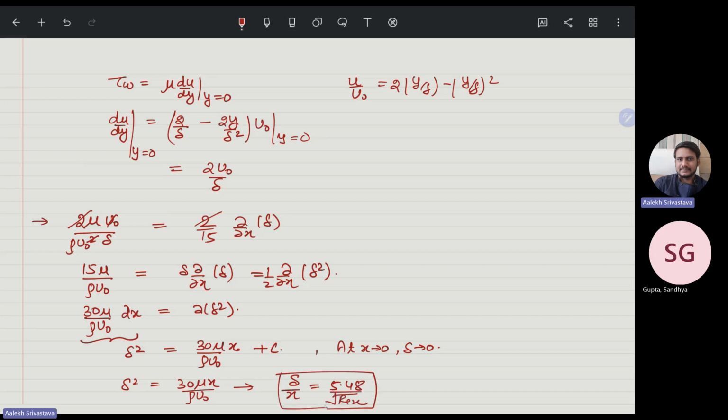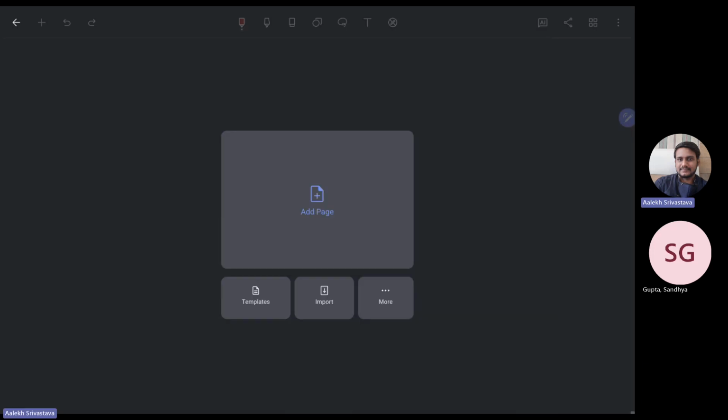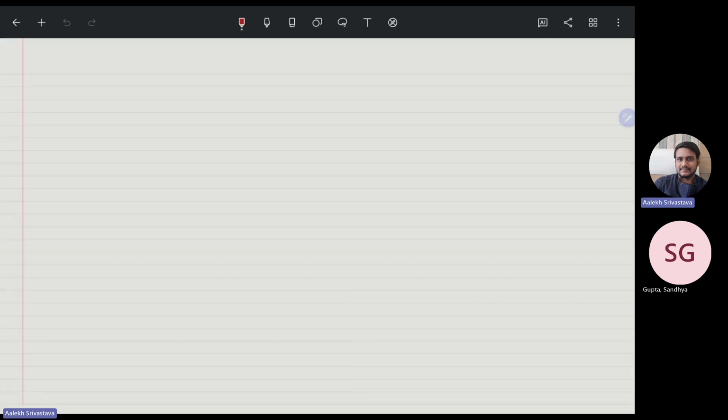Rex. So in the Laplace solution, we get delta by x is equal to 4.91 by under root of Rex. This is from Laplace, and this is from the von Karman momentum integral equation. Now you can see that it is fairly accurate, with the coefficient slightly deviated. So that will be easy for you to solve, like how to solve this equation. This is the delta. Now we also want to find out what the shear stress is.